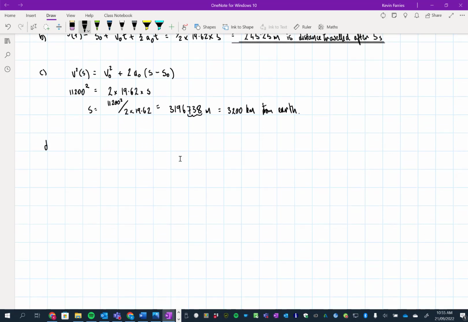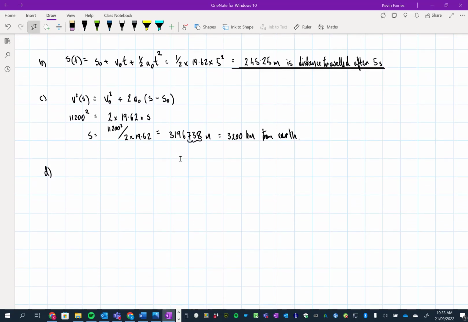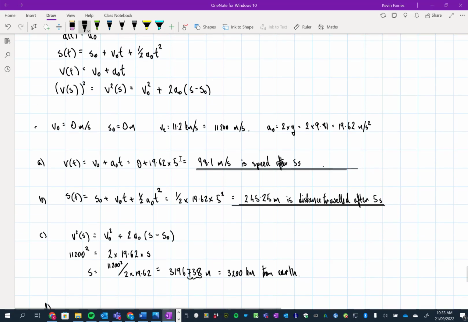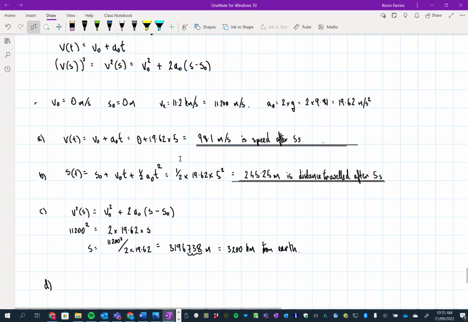In fact, this problem is more complicated than this. I'm oversimplifying it. This idea that it's really that velocity, the escape velocity, will change, I think, as you get a bit further away from Earth. But it's just an interesting puzzle rather than being particularly physically accurate. What was it asking next? D. How many minutes after takeoff will the rocket reach escape velocity?